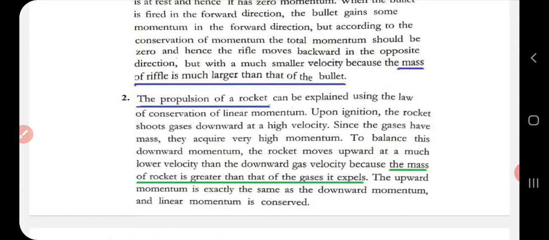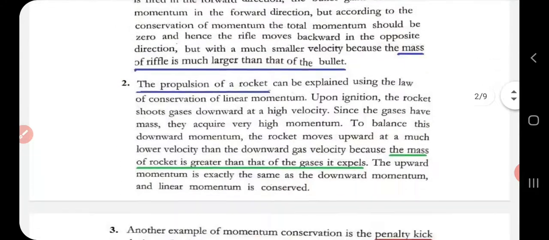But in order to balance this downward momentum, what happens to the rocket? The rocket will move upward at a much lower velocity when compared with the velocity of the gas going down. Why? Because the mass of the rocket is greater than the gases. So this upward momentum will be the same as the downward momentum, and linear momentum is conserved. So this is how it is explained.